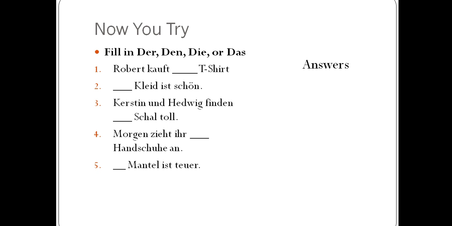Okay, here are your answers. 1. Robert kauft das T-Shirt. 2. Das Kleid ist schön. 3. Kirsten und Hedwig finden den Schal toll because it is a direct object. The scarf is a direct object. Morgen zieht ihr die Handschuhe an. And der Mantel ist teuer because it is a subject.